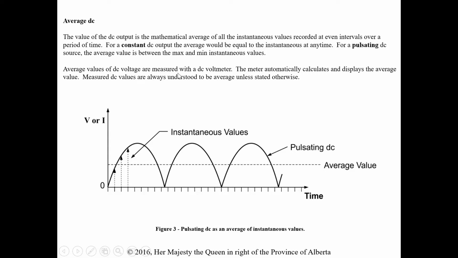Average values of DC are measured with a DC voltmeter. The meter automatically calculates and displays the average DC value. So measured DC values are always to be understood to be average unless otherwise stated. So if I put my meter up to this supply, it's going to give me a value of DC. It's not going to show me these pulsating peaks, and it's not going to go from 0 to 12, 0 to 12, with my meter flashing everywhere. It's just going to pick the DC average depending on what type of output it is, and that's what the meter's going to read. It's going to give me that DC average, and we'll be calculating these values in the next module.